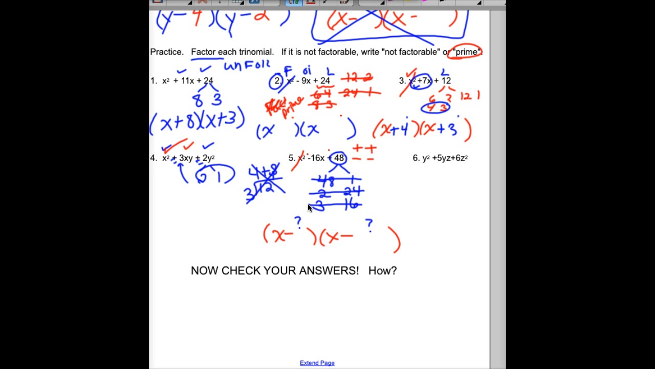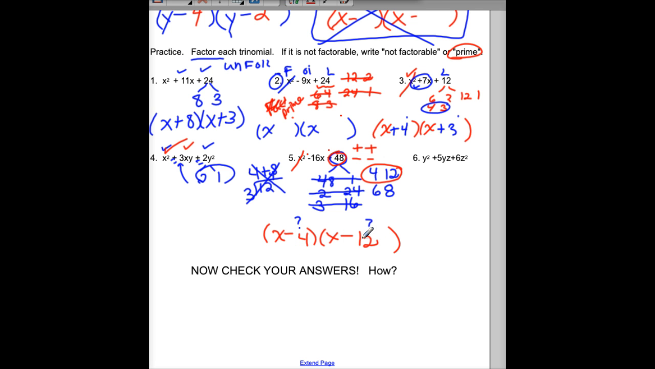Nope. Does 4 go into 48? Yes, 4 times 12. And then there's also 6 times 8, which gives us 48. I've got 5 ways I could multiply to equal 48, but only one of them adds up to 16. So that's my winning pair.